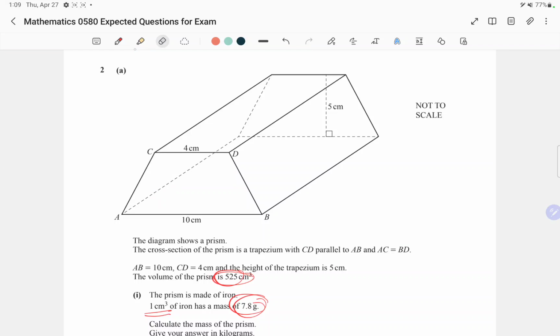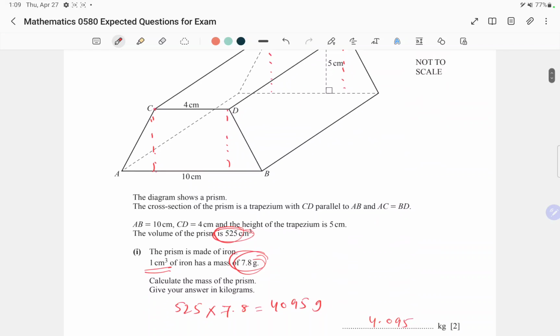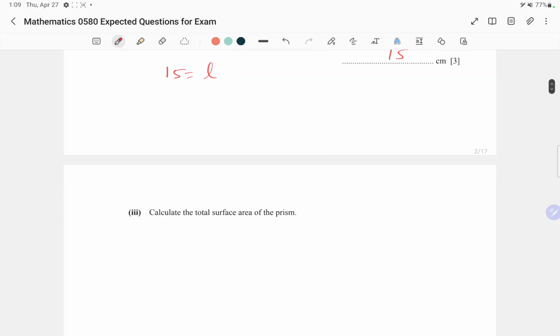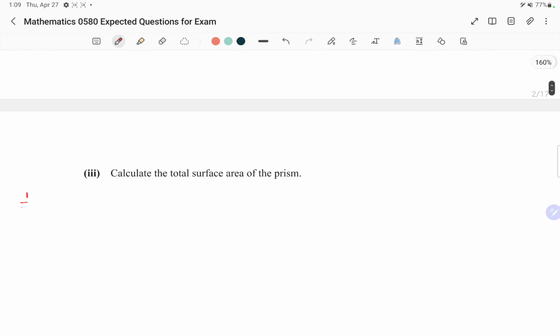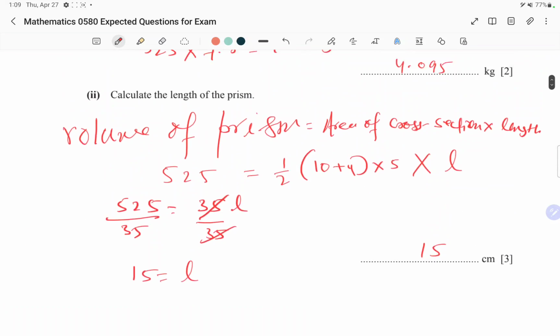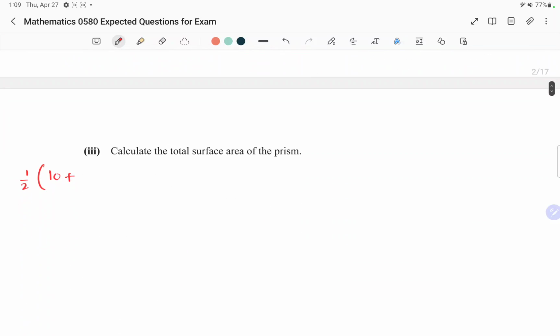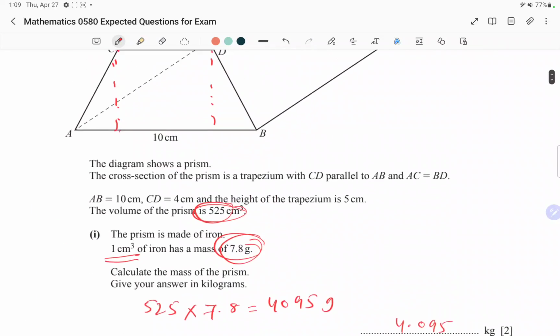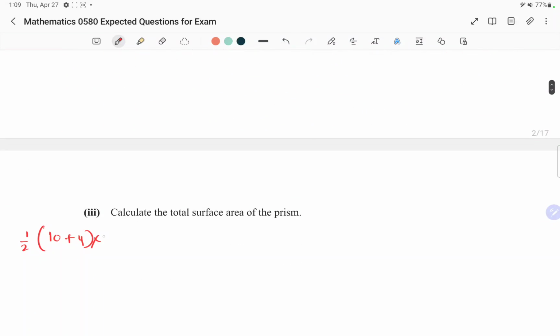First we need to find area of front, which is a trapezium, and area of back, which is also a trapezium. So area of front we can find like a trapezium, and then we can multiply by 2. So area of trapezium is 1 over 2 times the sum of parallel sides, 10 plus 4, times height, which is 5, and then multiply by 2 because we have 2 trapeziums.